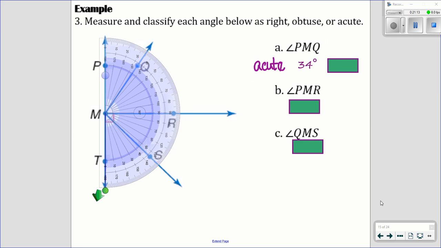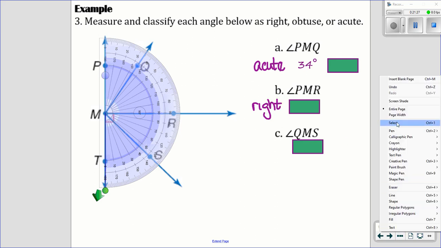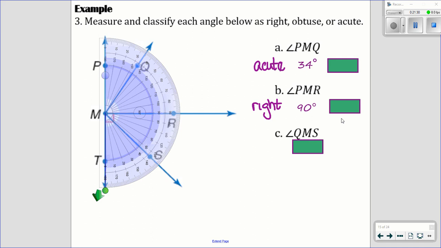All right, let's see PMR. I already have it set up. I'm using the outside. It shows 90. So that means it's a right angle. So I'm going to put the word right, and then it should show me 90 degrees.